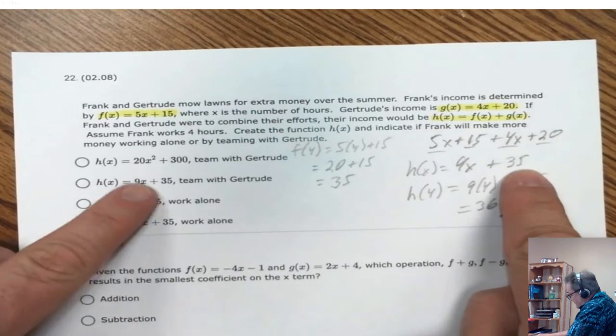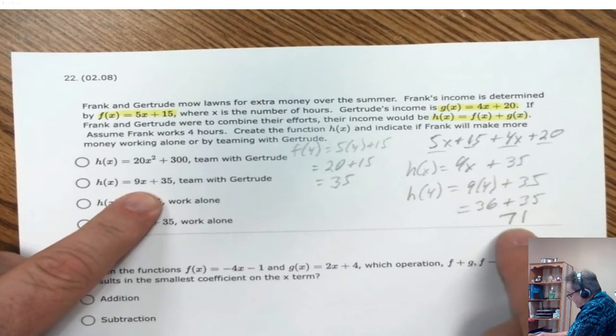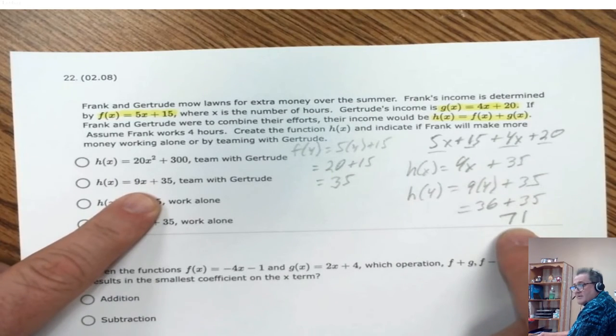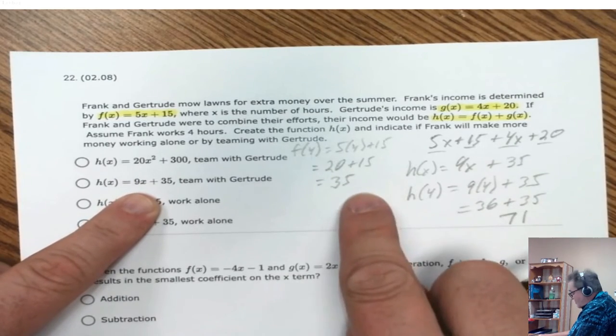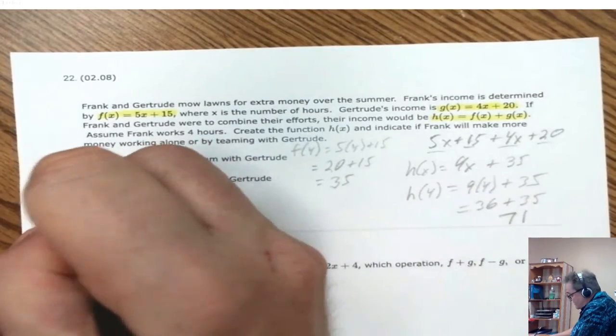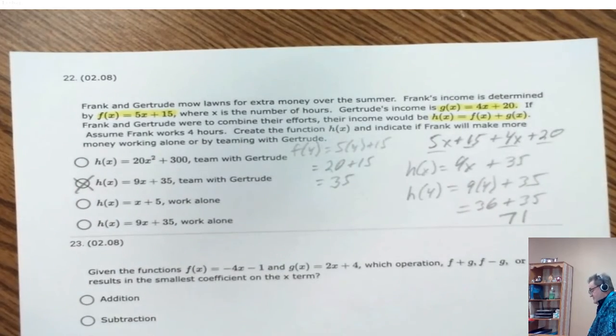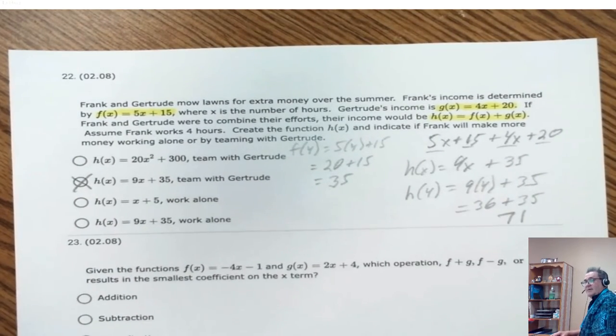So 9x plus 35 right there. And he makes more money, even if he gets only half of this. Even if he's still getting 35 and a half, it's still more than the 35. So he should team with Gertrude, because adding those together gives a higher amount.